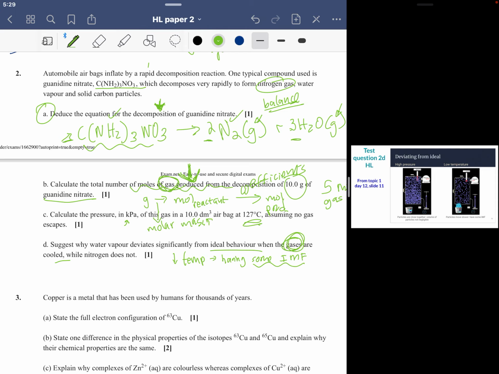Okay, so now I need to compare water and nitrogen. Well, which of those is more likely to have some IMF? Water is, because water can do hydrogen bonding. Nitrogen cannot.